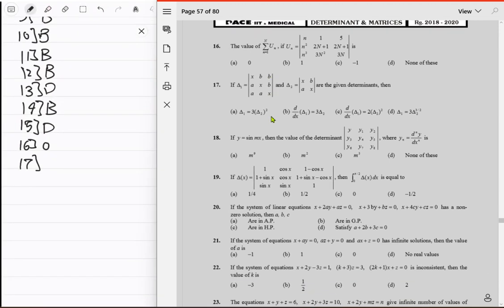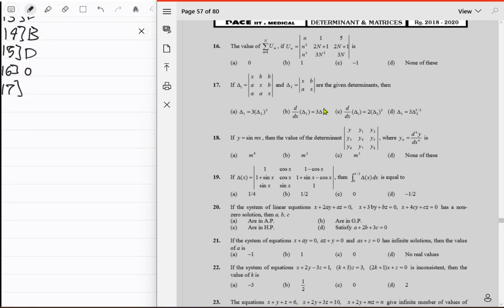Seventeenth is delta 1 equal to this thing, delta 2 equal to this thing. Are the two determinants? Then what do you want? The relation between them, of course. So you got x, and you got b, a, and stuff. I think I've done that once, right? The super symmetric stuff or something like that. I don't know.